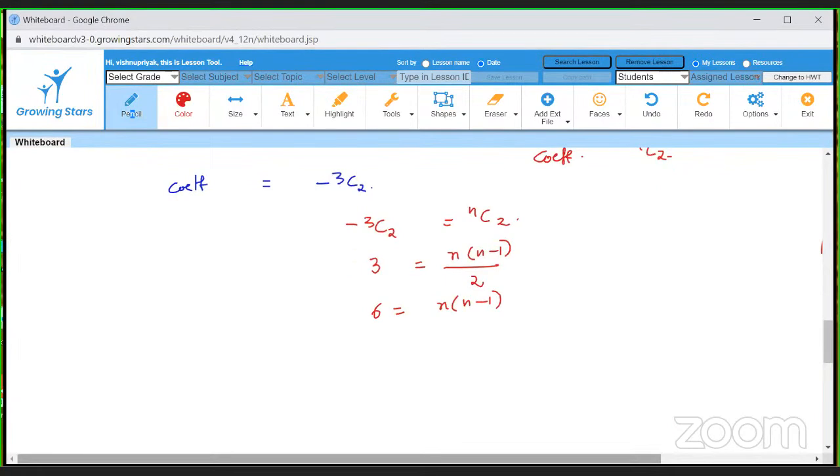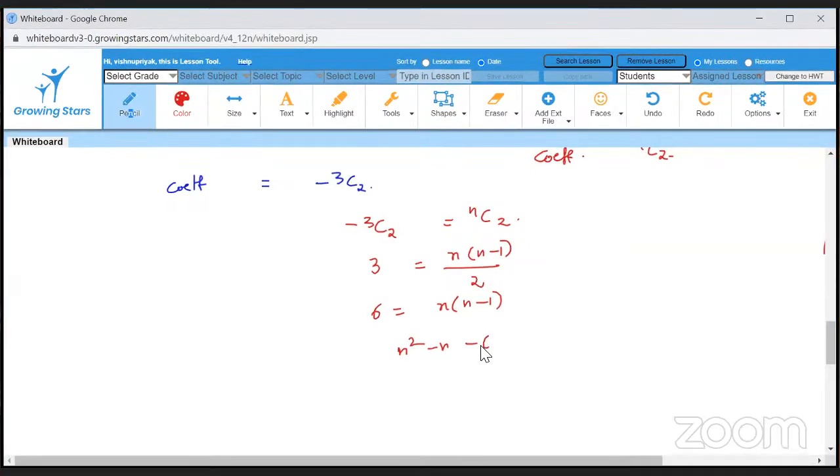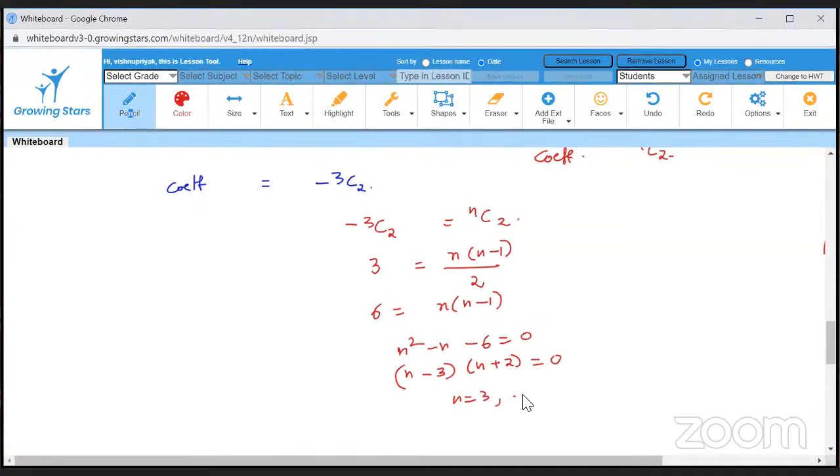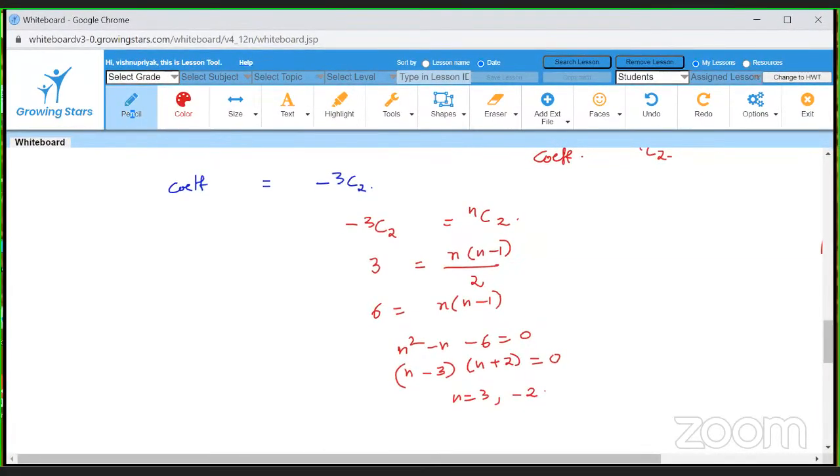That means I'm getting an equation: N square minus N minus 6 equal to 0. When I factorize, N minus 3 into N plus 2 equal to 0. N will be 3 and N will be minus 2. Two answers I got. So I have to take N as 3, option B. Positive answer. For N, I will take positive answer.